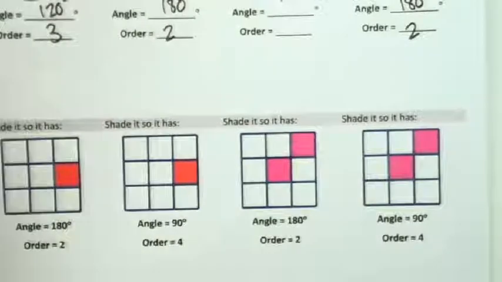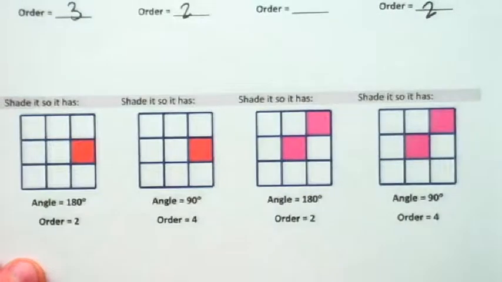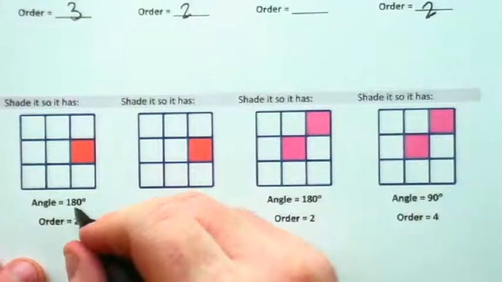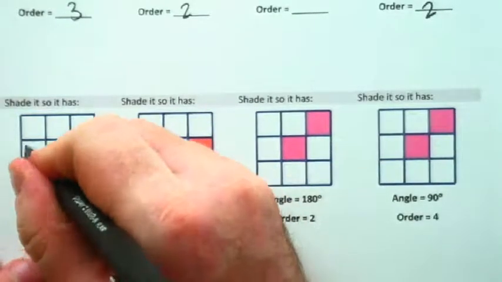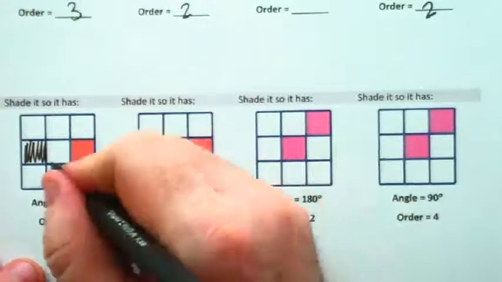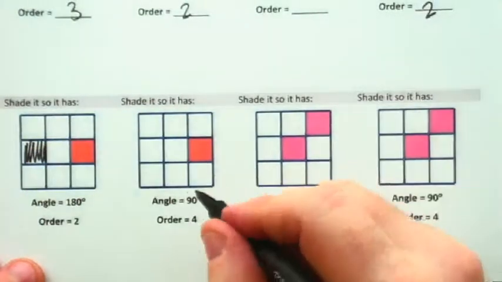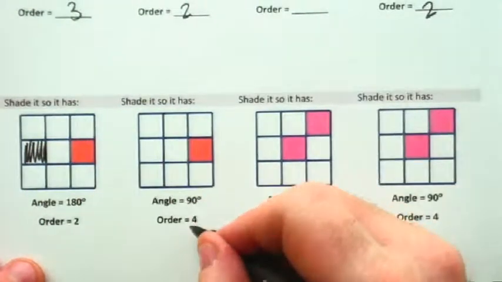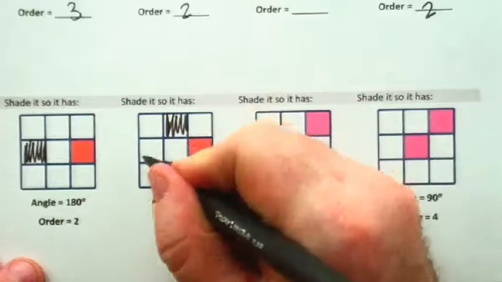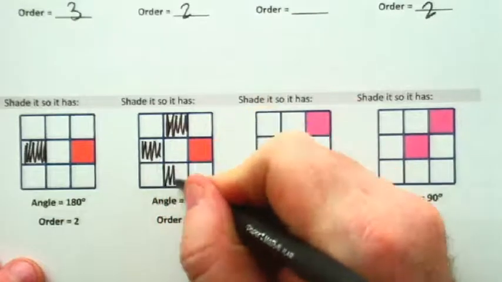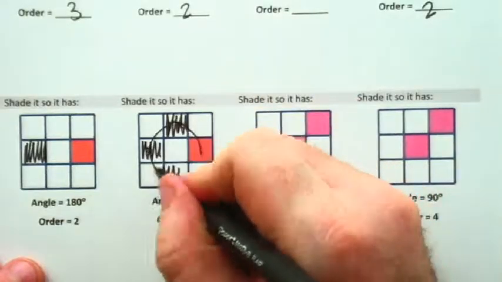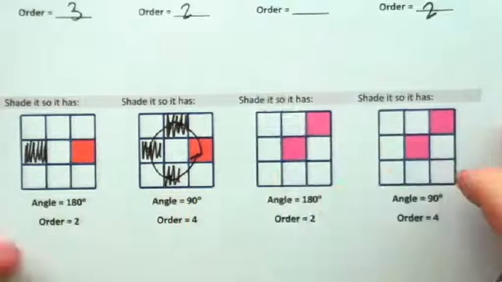Let's do a couple quick shading ones here. Maybe just two quickly here. To get an angle of 180, an order of 2, we'd probably shade straight across. To get an angle of 90 and an order of 4, I would need to be able to rotate it once, twice, 3 times, 4 times.